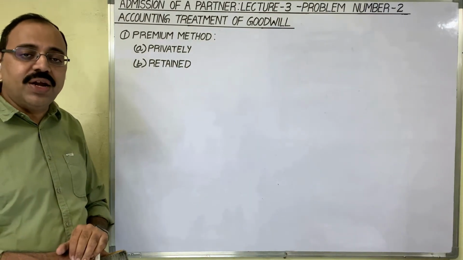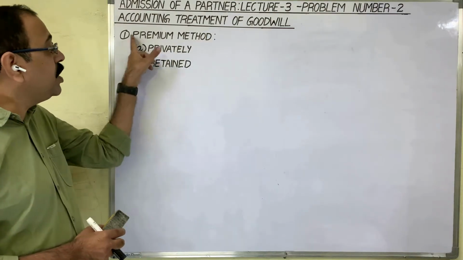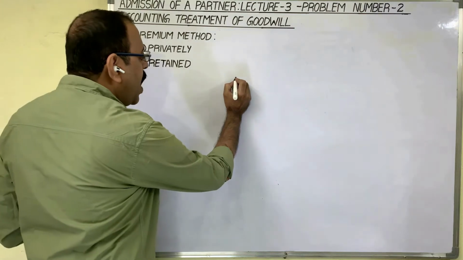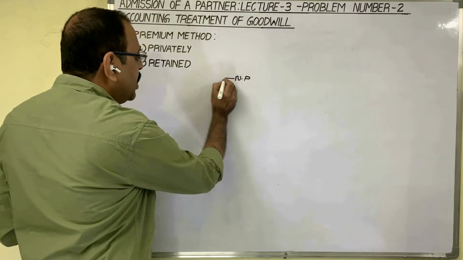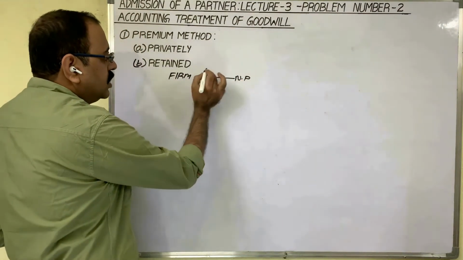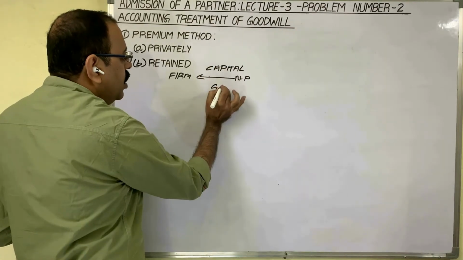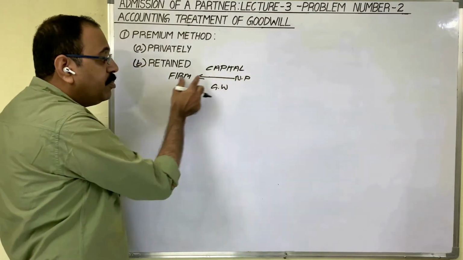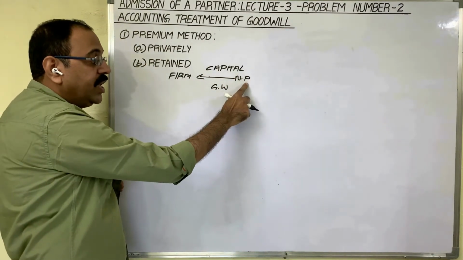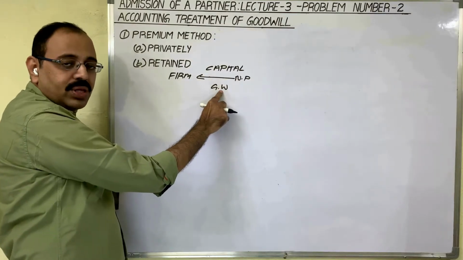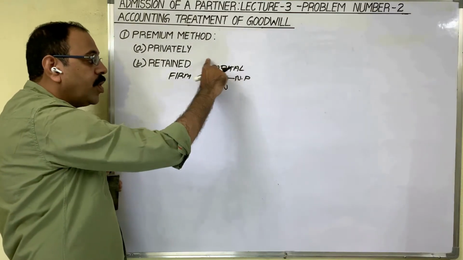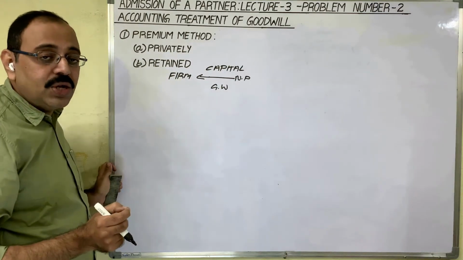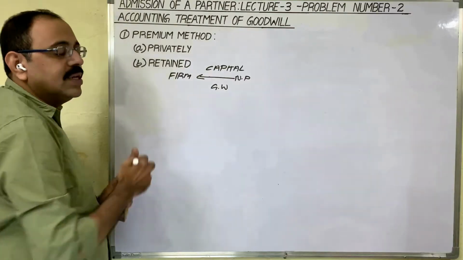How to identify that? Goodwill is to be adjusted as per the premium method. In the case of the premium method, when a new partner is coming into the business, he brings two things: capital and goodwill. In the present problem also, when Anthony is admitted in the firm, Anthony is bringing capital and goodwill both. As these two amounts are brought by the new partner into the firm, in the present problem we have to adjust the goodwill as per the premium method.